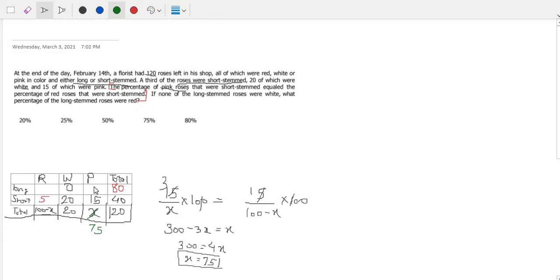So how many long stemmed pink roses will you have? 60. And then 100 minus 75 is 25. If this is 5, this is going to be 20. But let's look at the question and see what information we need. What percent of the long stemmed roses were red? Out of the total 80 long stem, 20 are red. So 20 by 80 into 100 will give you 25%. So your answer is 25%.